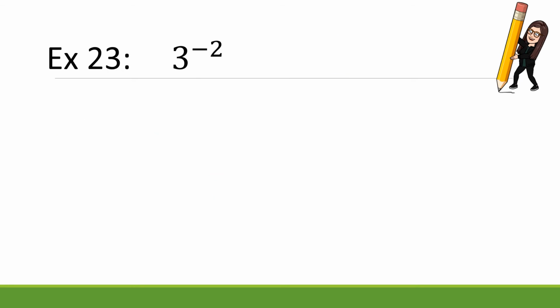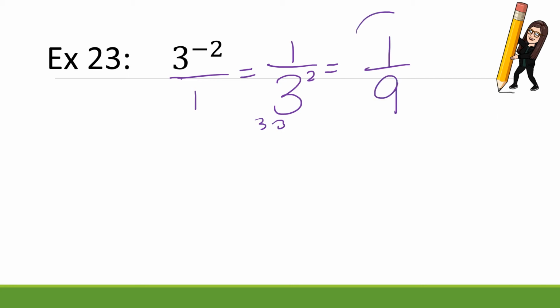Let's look at this one. Now let's do it with actual numbers. Okay, so right now I have this, right? I'm going to put it over 1 just to help myself write it out. 3 to the negative 2, I don't want a negative exponent. Kick it to the bottom. What is 3 squared? 3 times 3. That's 9. So my answer is 1/9.